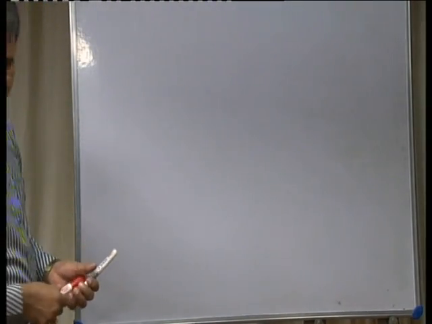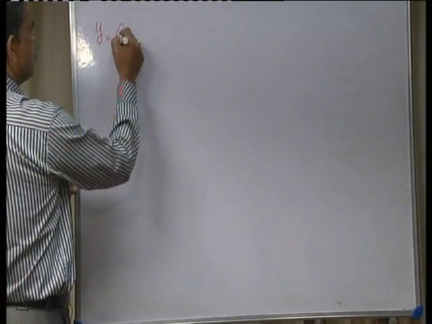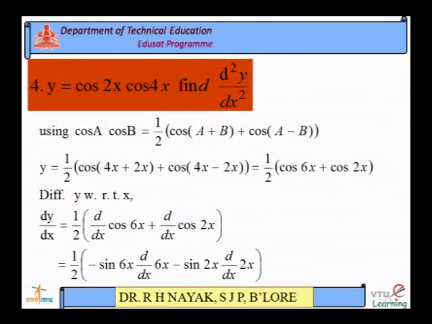You take the problem. Problem is what? y is equal to cos 2x into cos 4x. Find d square y by dx square.